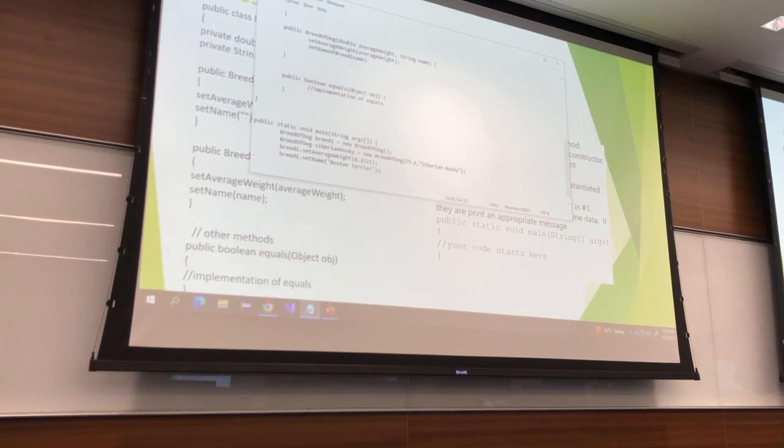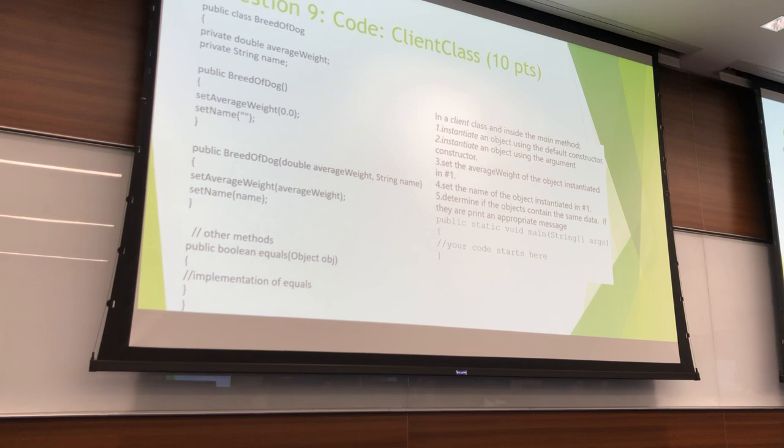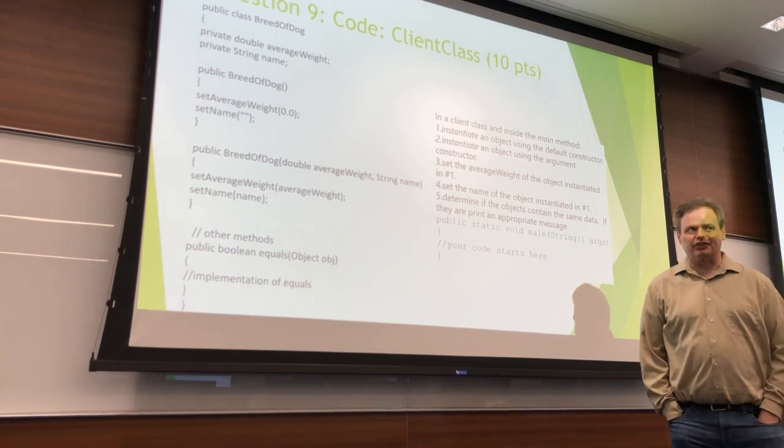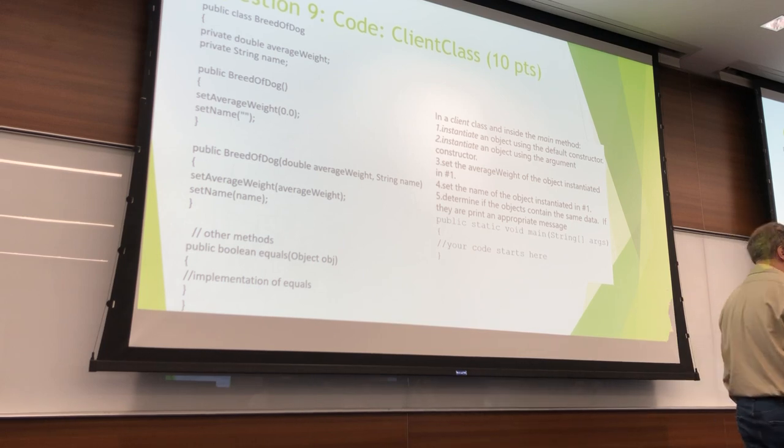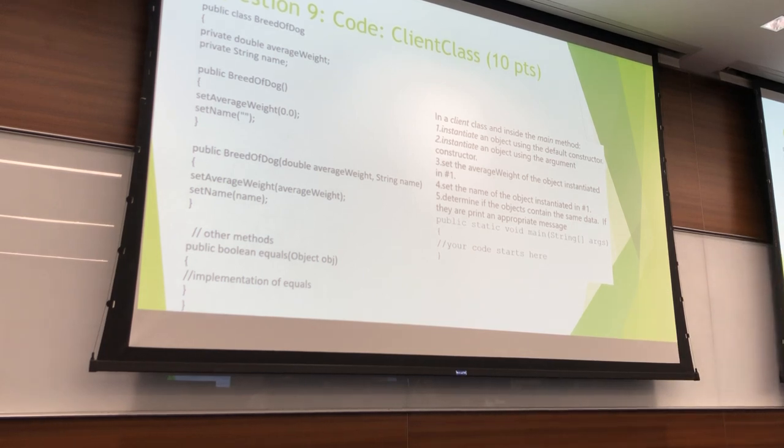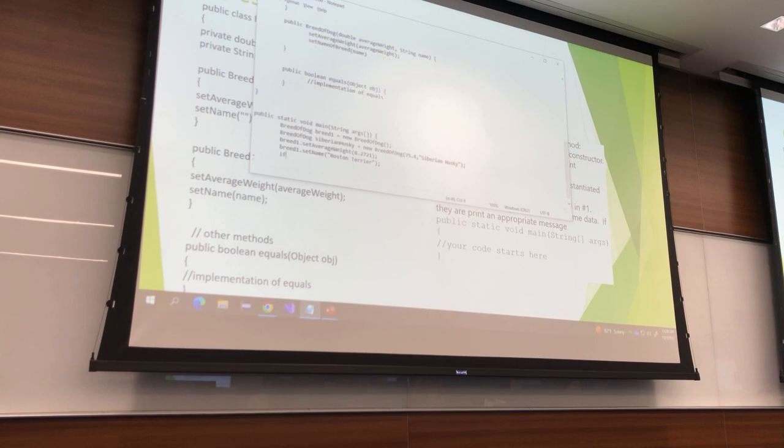Pretty simple, right? Okay? The crux of this question comes in number 5. And that's where we're supposed to use the equals method that was written, right? Determine if the objects contain the same data. If they are, print an appropriate message. How do we check to see if two objects contain the same data? That is precisely the purpose of the equals method, right? So we'll do if breed one dot equals.